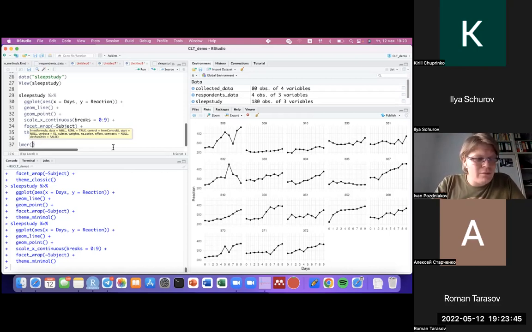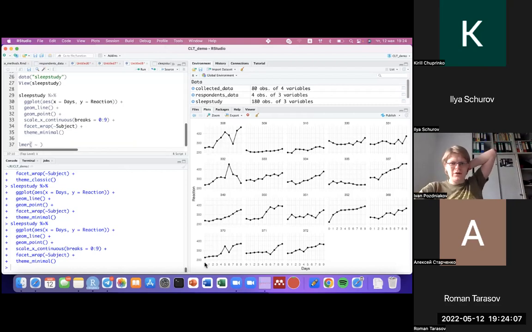So we use a formula, as you remember. What goes to the left side of the formula? Could you repeat one more time? What are we trying to find? We want to explore the influence of the day of the experiment on reaction time. And of course, we want to take into account that we have data for different subjects. So we want to somehow include subjects as random effects.